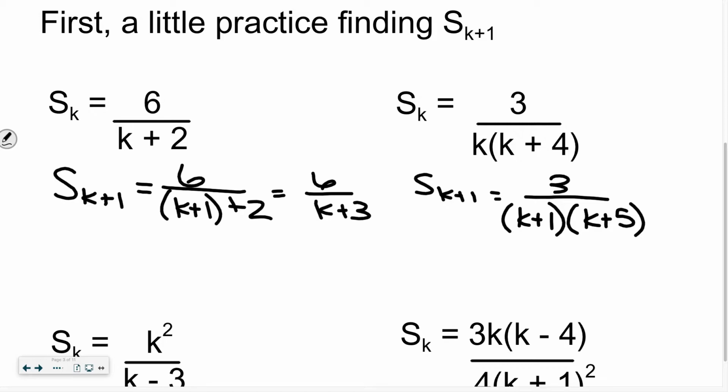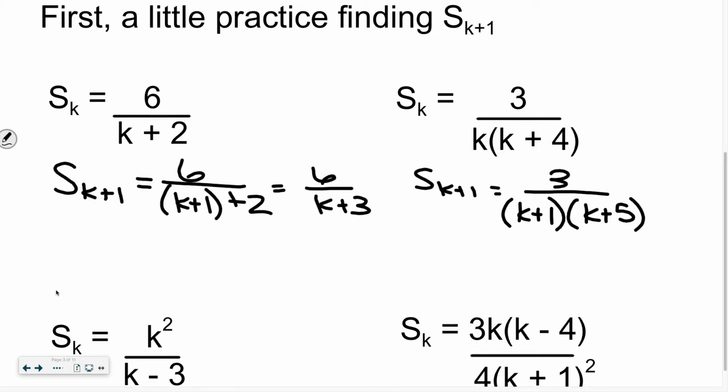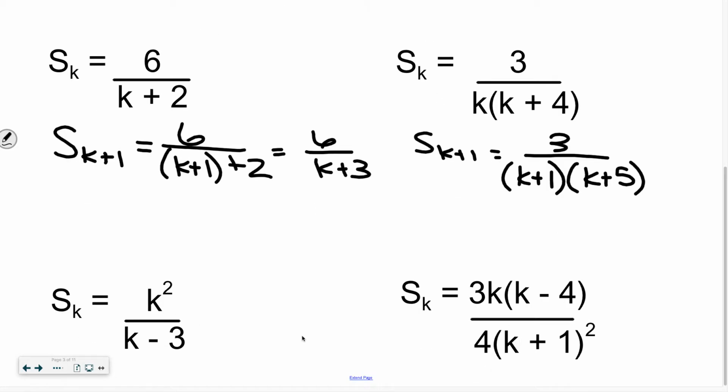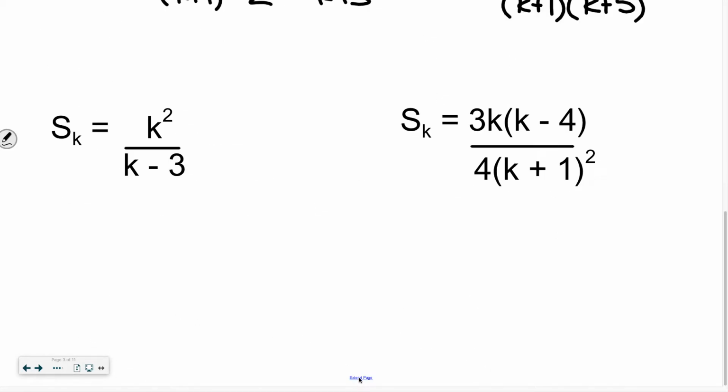so the sum of k plus 1 terms is going to turn into 3 divided by k plus 1 times k plus 5. I don't ever multiply those out. You could write k squared plus 6k plus 5, but if I get something that's a trinomial in my algebra, I just factor it, and then it should equal S sub k plus 1. So I use factoring. All right, and then I've got 2 more, and then I'll let you do some practice.